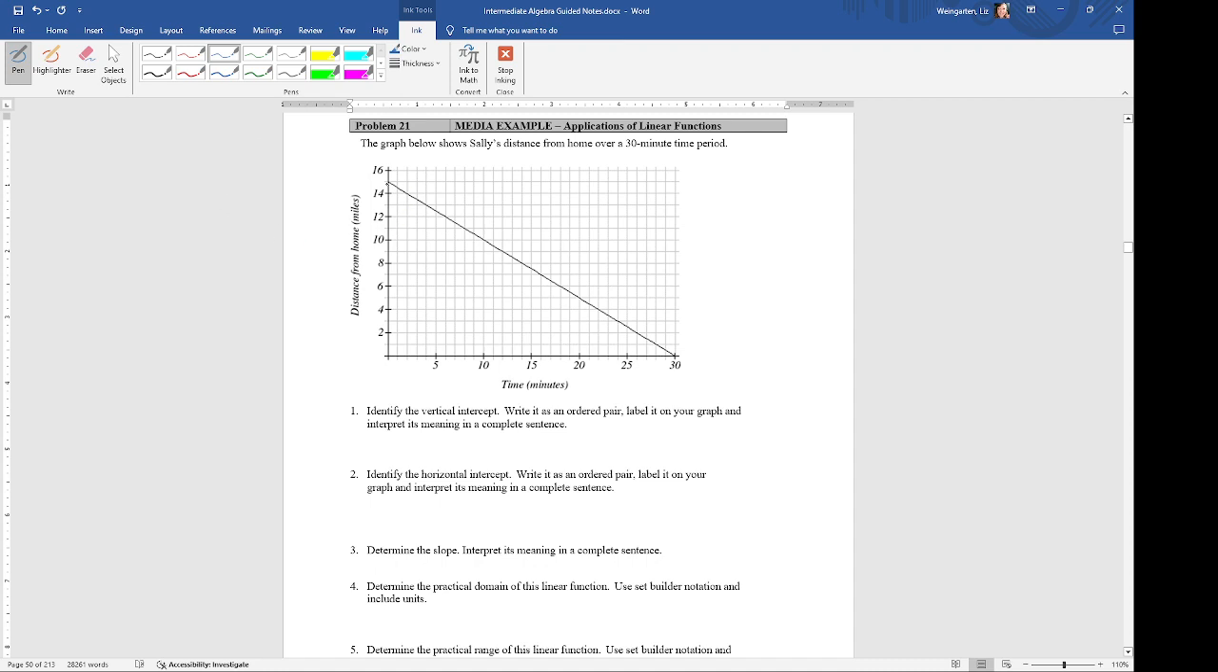and interpret its meaning. So the vertical intercept is where the graph crosses the y-axis. Crosses right here at 0, 15. Rewrite it as an ordered pair down here. But what does it mean? At time 0, Sally is 15 miles from home. So Sally starts 15 miles from home.